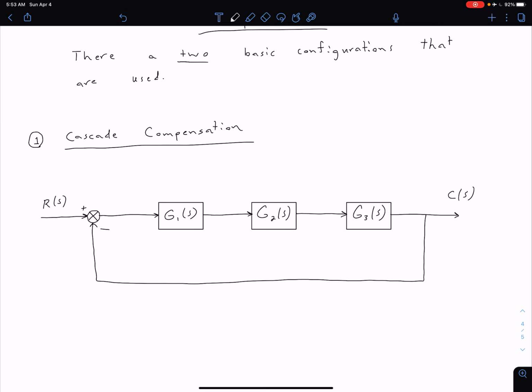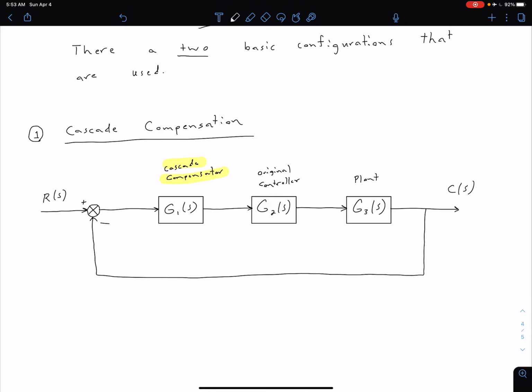So in this cascade compensation, we have three blocks in our forward path. So over here, our G3 on the far right is going to be our plant or the process that we're controlling. Our G2 is our original controller. So this is from our uncompensated system. And then this G1 is going to be our cascade compensator. And as I had mentioned in the previous video, typically this compensation is going to occur on the low power side of the system, or before we get to that plant or process that we're controlling. So pretty simple configuration.